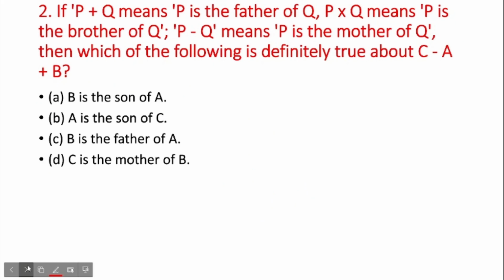Yeah, these all will be the same. Symbols will be given and the relations are attached to those symbols, and we need to find out the relation. So P plus Q means some relations are given. Plus means P is father of Q. Here also P is father of Q.